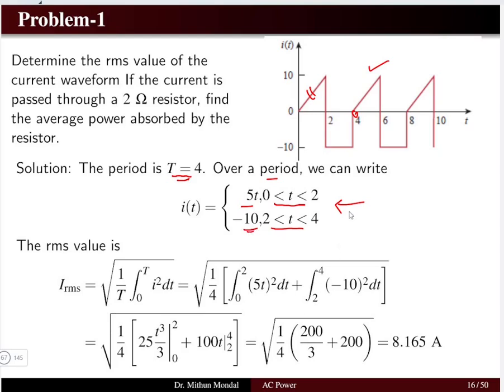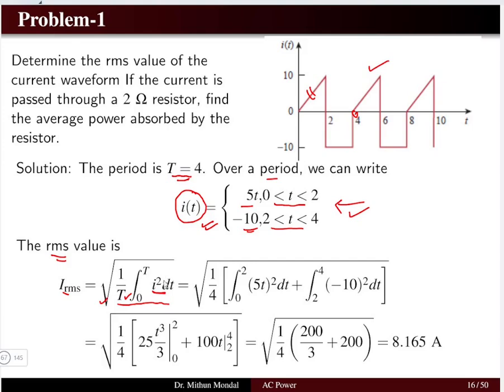Once you have written the equation, which is a function of time, i(t), then you can find the RMS value. For the RMS value, the formula is that you have to find the average, that is the mean value, which is divided by the time period, of the square of the instantaneous value of the current. So this is the instantaneous current which is a function of time, and then you have to take the root, so you are taking the root of this.